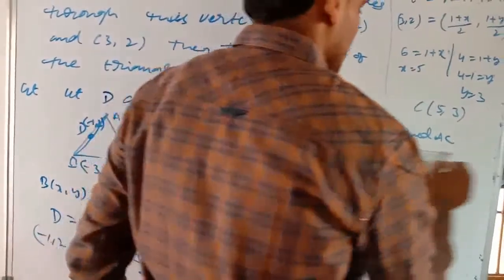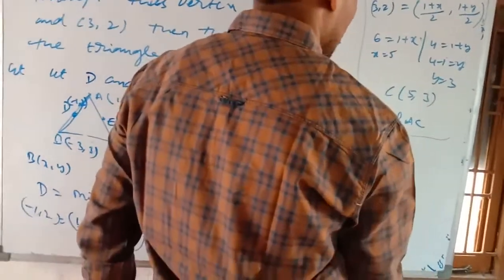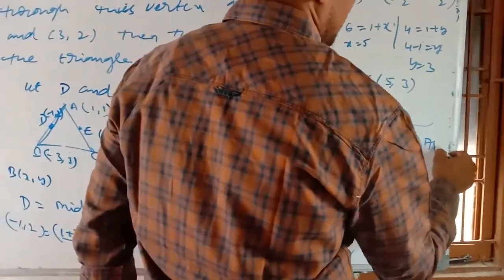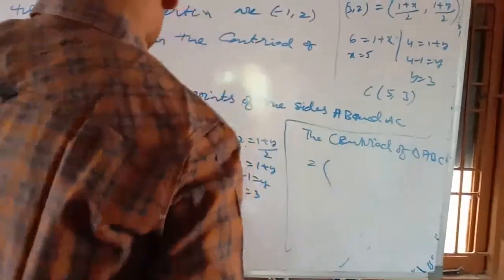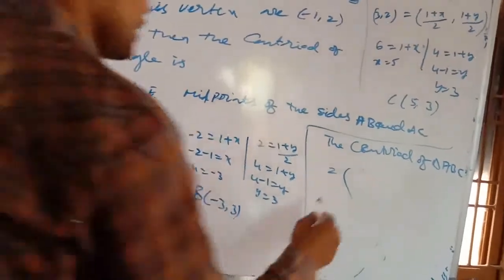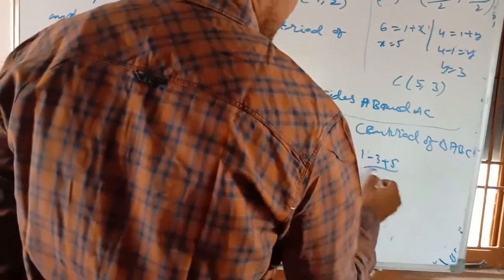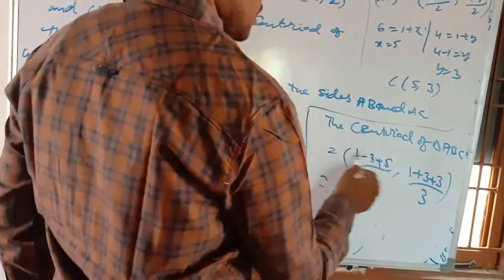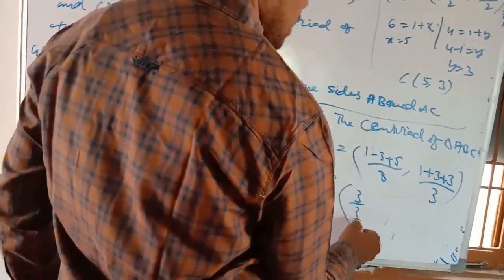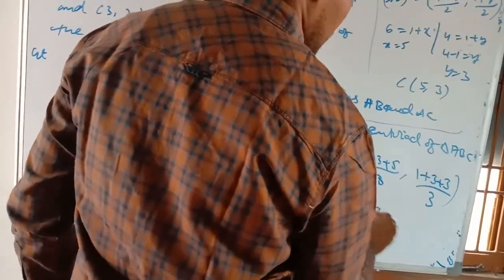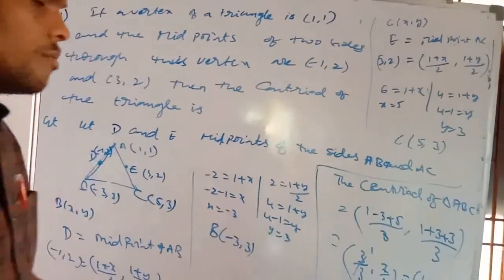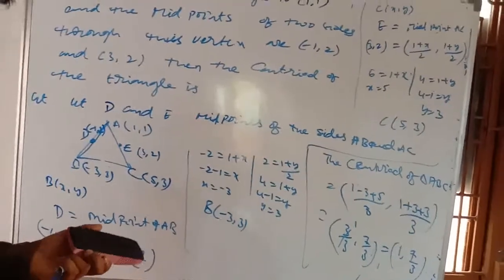Now the centroid of triangle ABC is ((x1 + x2 + x3)/3, (y1 + y2 + y3)/3). That means ((1 − 3 + 5)/3, (1 + 3 + 3)/3), which is (3/3, 7/3), that is (1, 7/3). Now the centroid of the triangle is (1, 7/3).